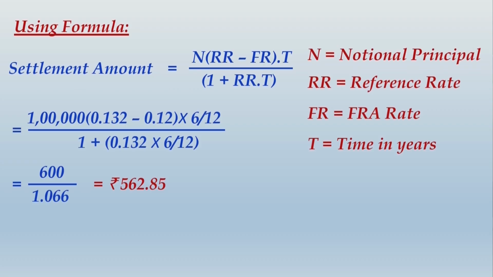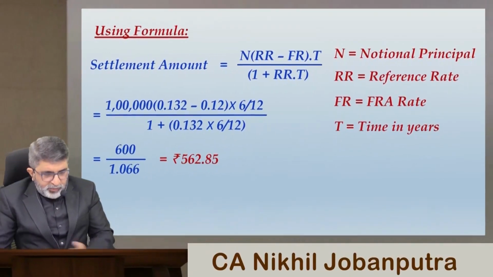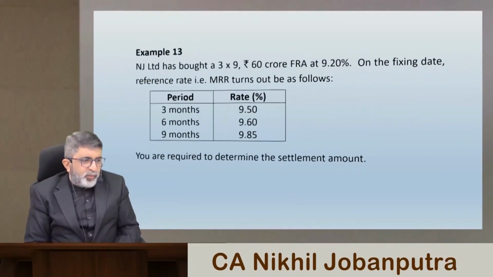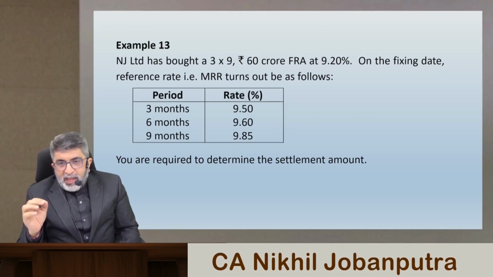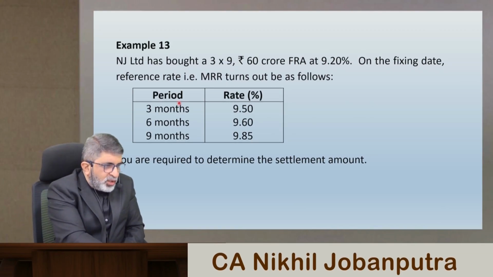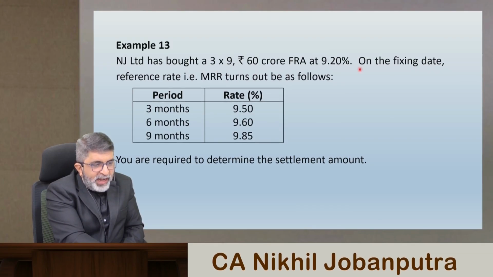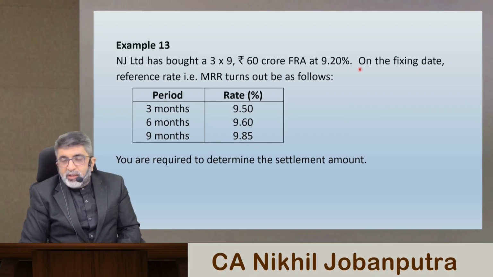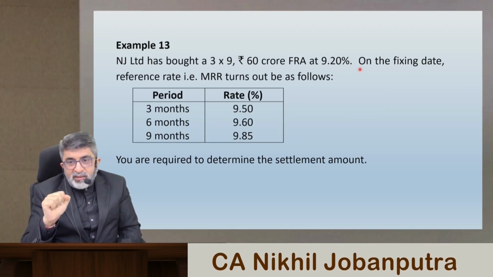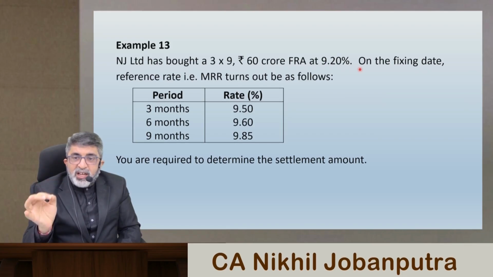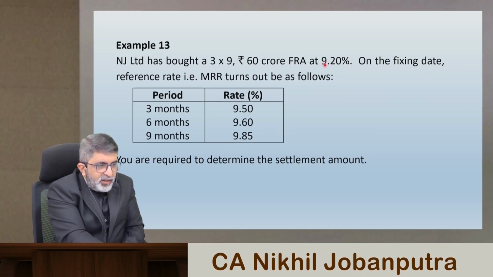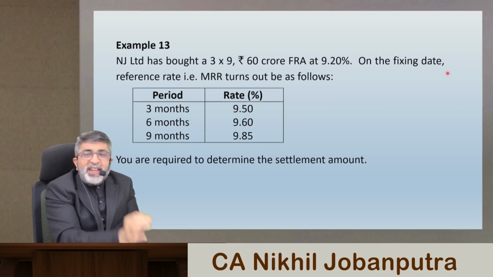Alright friends, I am sure you have completed this, and now let us take up another example to deal with this. NJ Limited has bought 3 by 9 rupees 60 crore FRA at 9.2%. So somebody has bought FRA, means simple thing is agreed to borrow at FRA rate. What is that FRA rate? 9.2%. This is not a periodic rate, this is the annualized rate. Keep in mind, rates are always annualized on the fixing date.